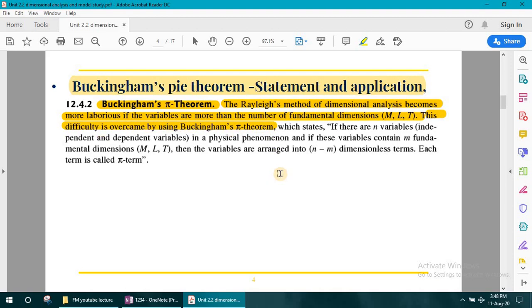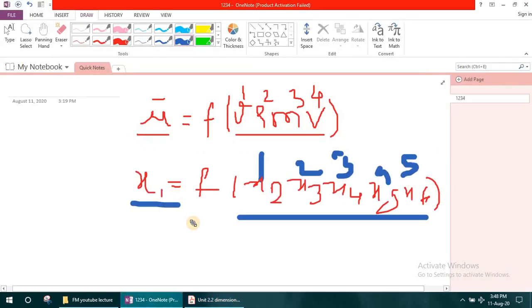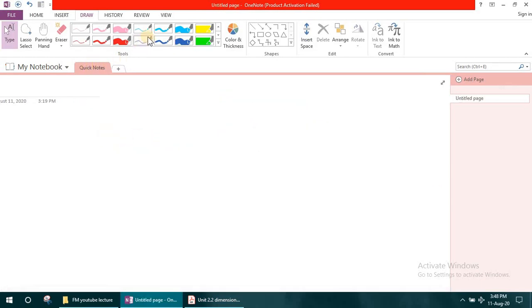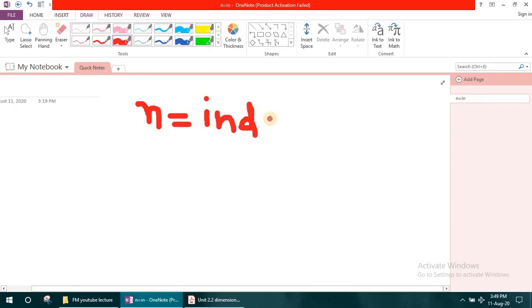This means that in Buckingham's pi theorem we can go beyond 3 to 4 variables. It states that if there are n number of variables, both independent and dependent, this is very important. I will explain here what is meant by n number of variables. Let's consider that any physical phenomenon consists of n number of variables. So what is n? n is nothing but the addition of independent variables plus dependent variables.